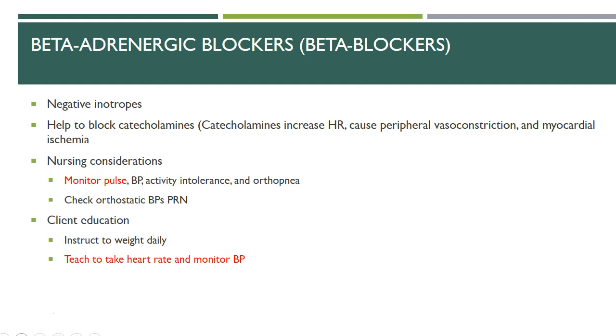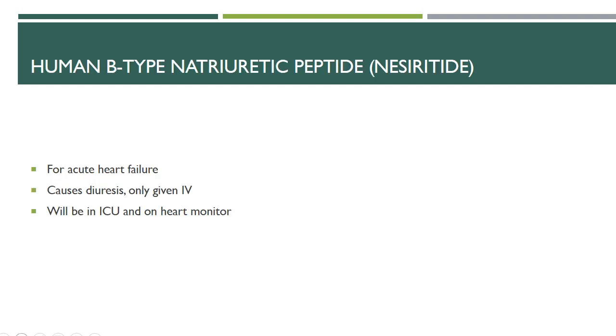So beta blockers are going to block the catecholamines, beta cells, that increase our heart rate, so they're going to decrease our heart rate. The considerations is you need to monitor the pulse right before you give it. You need to monitor the blood pressure. Beta blockers can cause some fatigue, so you need to let the patient know that that might be expected. When they go home, they need to be able to take their heart rate and to monitor their blood pressure.